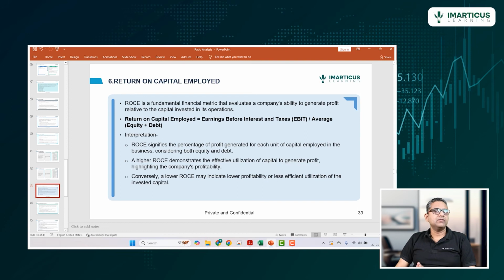So in the numerator, we were using only net profit, but here, in case of return on capital employed, in the denominator we are talking about both debt and equity, and hence in the numerator, to synchronize it, we are using EBIT or return measure, which belongs to both debt and equity.